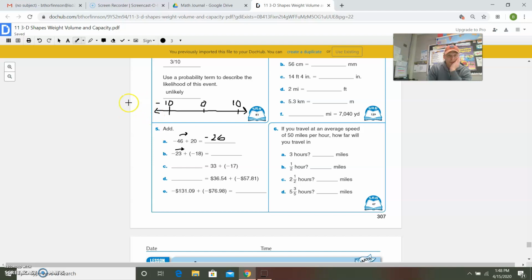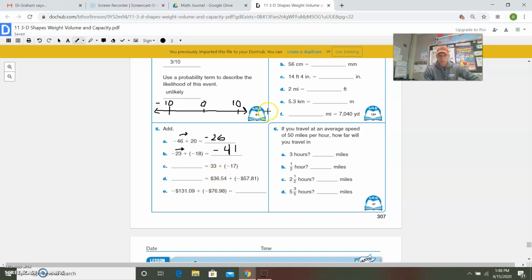We are facing our positive numbers. We're walking backwards, so you actually add those two together, and you're going to get negative 41. Okay, negative 41.